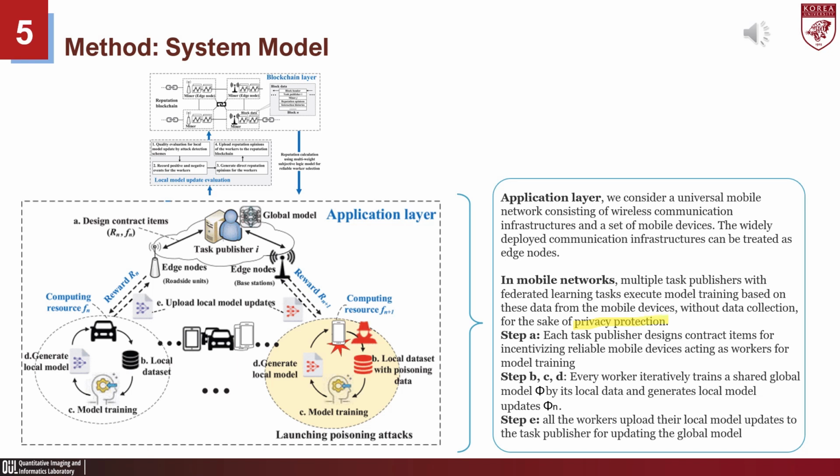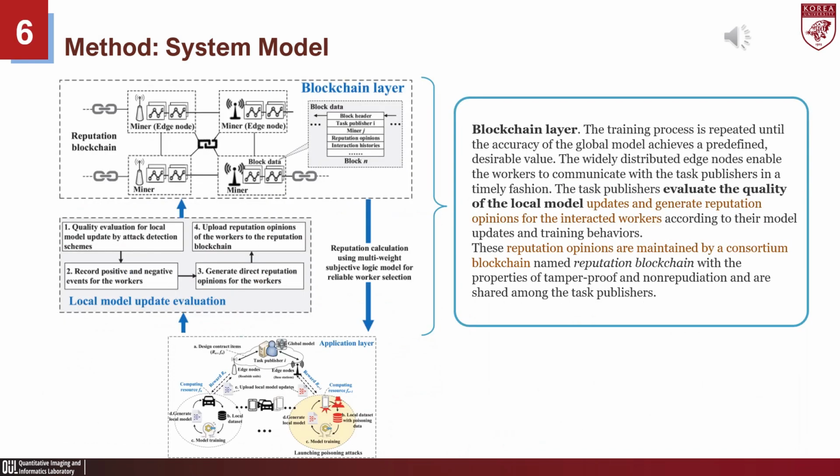Step A: the task publisher designs contract items for incentivizing reliable mobile devices acting as workers for model training. Steps B, C, D: every worker iteratively trains the global model with its local data and generates local model updates. Step E: all the workers upload their local model updates to the task publisher for updating the global model. In the blockchain layer, the training process is repeated until the accuracy of the global model achieves a predefined desirable value.